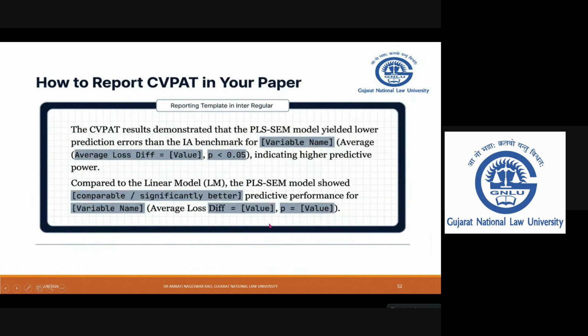When it comes to the final concluding part, while reporting in your research report, CVPAT demonstrates that the PLS-SEM model yielded lower prediction errors than the indicator average benchmark. You can give a particular variable, whichever the context that you are doing as part of your report. Average loss is equal to the value and p-value is less than 0.05, indicating higher predictive power. Compared to the linear model, the PLS-SEM model showed a tie, and values are not significant. Predictive performance for the variable, and we are going to come up with the analysis part.